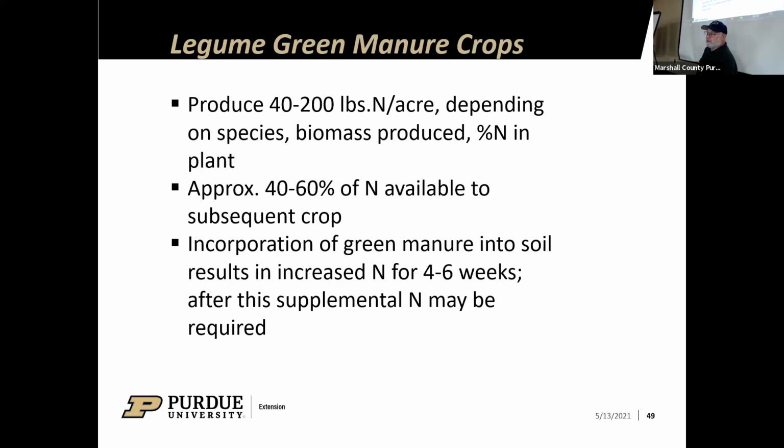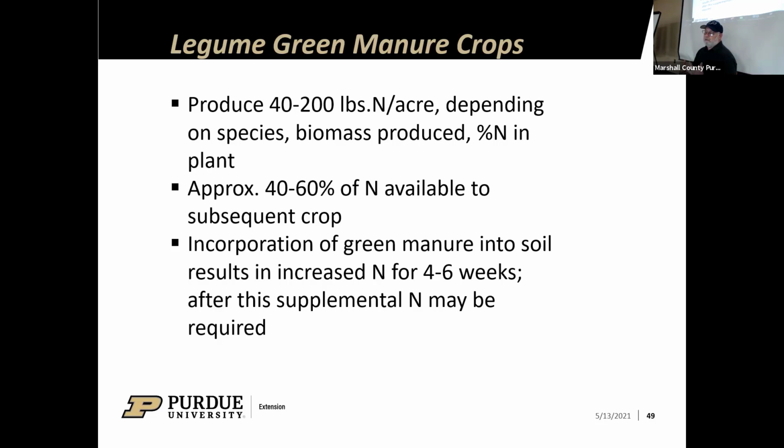It's on a per acre basis, but particularly if you do that green manure for a significant part of the growing season at least, you can get upwards of 200 pounds of nitrogen per acre produced. 40 to 60% of nitrogen is available to the subsequent crop when the cover crop is terminated. Incorporation of green manure into the soil results in an increase of N for 4 to 6 weeks, after which supplemental N may be required, depending on the needs of the crop. But you're moving a lot of nutrients back into the soil. And we build our soil organic matter.